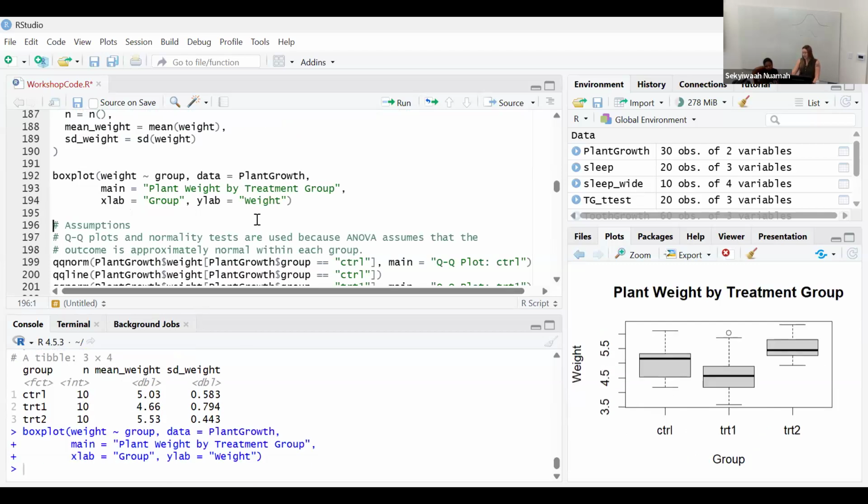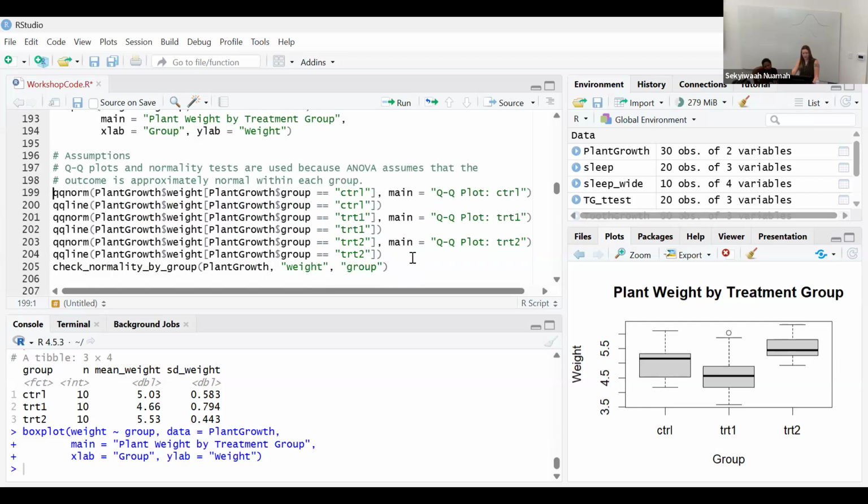So let's just look at a box plot. It really looks like treatment 1 and treatment 2 are the most different. Treatment 1 has an outlier. So we'll just keep going and let ANOVA tell us if they actually are different or if they're all the same. But first we got to check normality. So here we go.